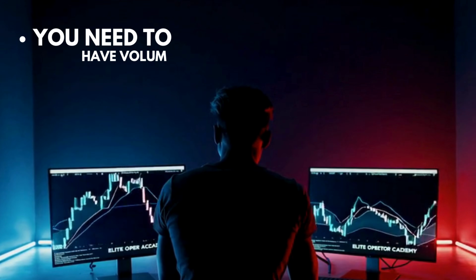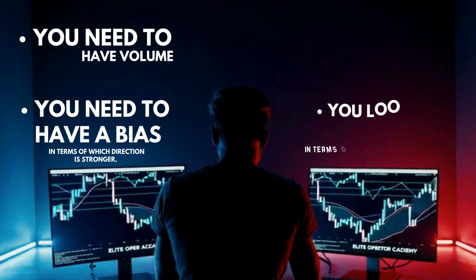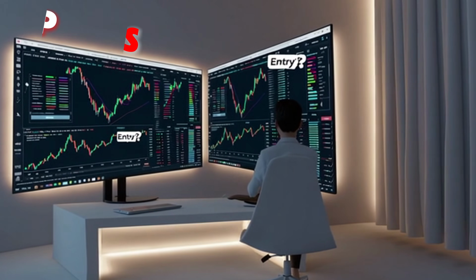Very simple. Now, some of the core definition of how to trade that is you need to have volume, right? You need to have a bias in terms of which direction is stronger. You are looking at price in terms of closing above or below that key level. These are just a few things that you need to understand about that particular strategy to have the best execution. It's going to provide you with a stop loss and an entry point, which overall is very, very simple to follow. This is not one of those crazy complex trading strategies.